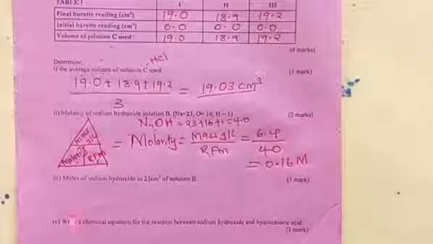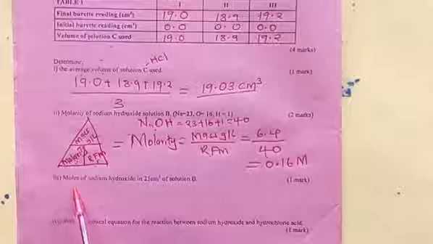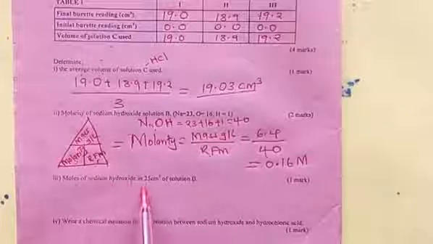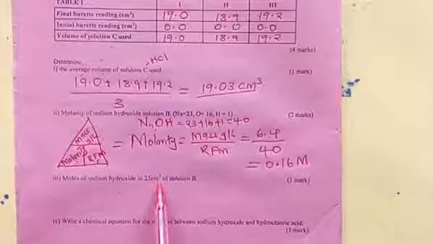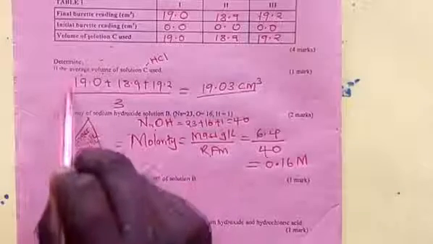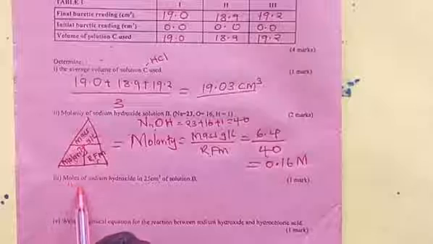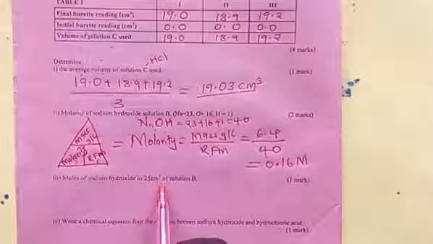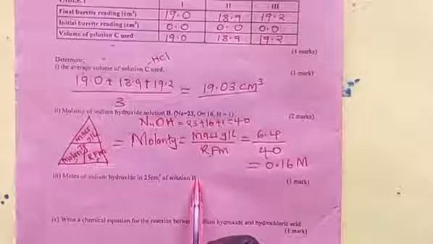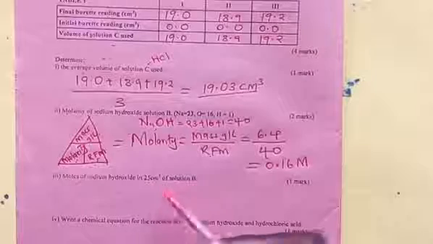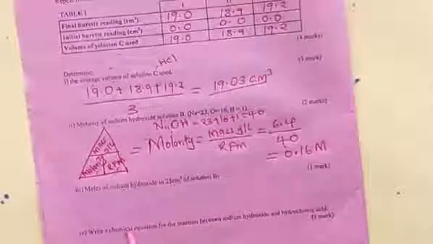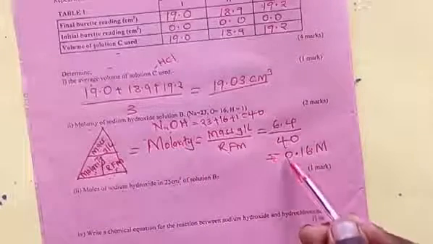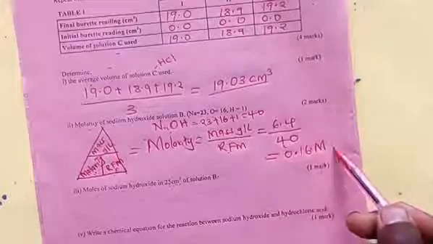Very good. Let us go to question Roman 3. We are using this question. Determine the number of moles of sodium hydroxide in 25 centimeters cube of solution B. So it is simple. What is molarity? You remember, molarity is the number of moles in 1 liter, in 1,000. So we are going to ask, if this is the number of moles in 1 liter, what about 25?